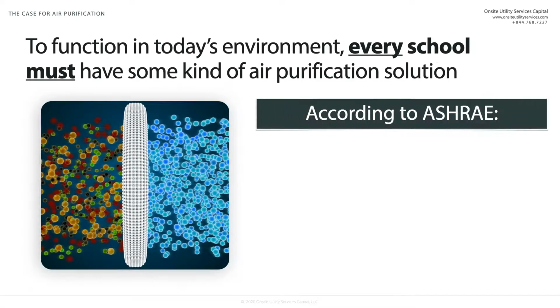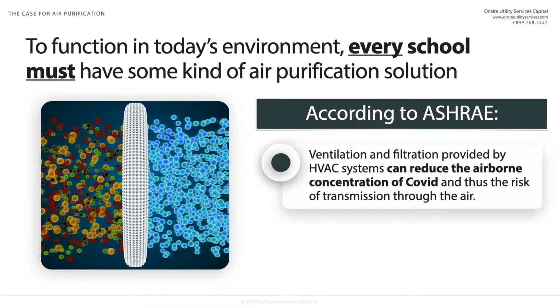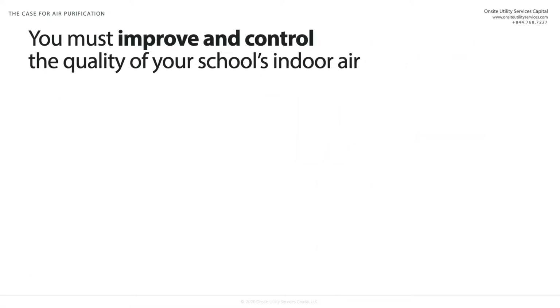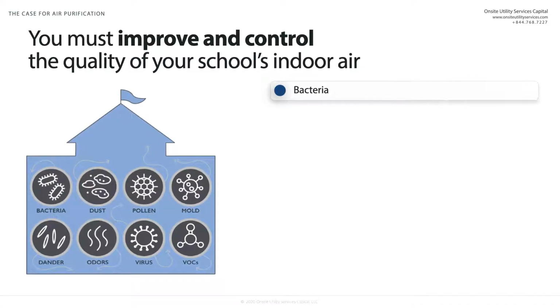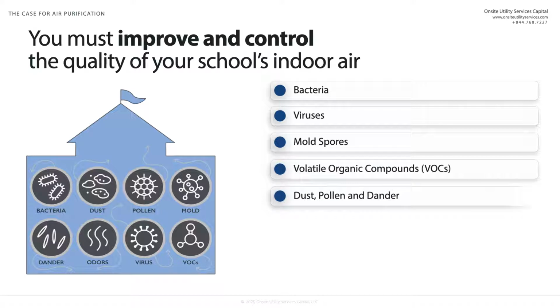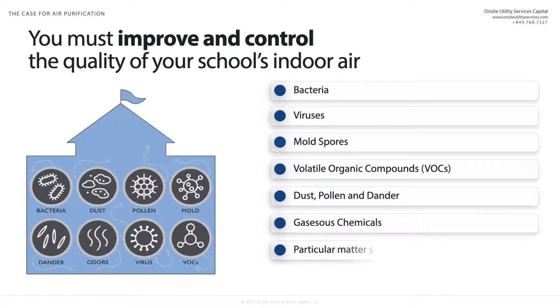According to the American Society of Heating, Refrigerating, and Air Conditioning Engineers, ventilation and filtration provided by HVAC systems can reduce the airborne concentration of COVID, and thus also reduce the risk of it being transmitted through the air. Plus, changes to school operations, including the operation of heating, ventilating, and air conditioning systems, can also reduce the airborne exposure to COVID. The bottom line is, you must improve the quality of your school's indoor air with a solution that removes things like bacteria, viruses, mold spores, volatile organic compounds or VOCs, dust, pollen and dander, gaseous chemicals, airborne particle matter that's smaller than 2.5 microns, and odors.